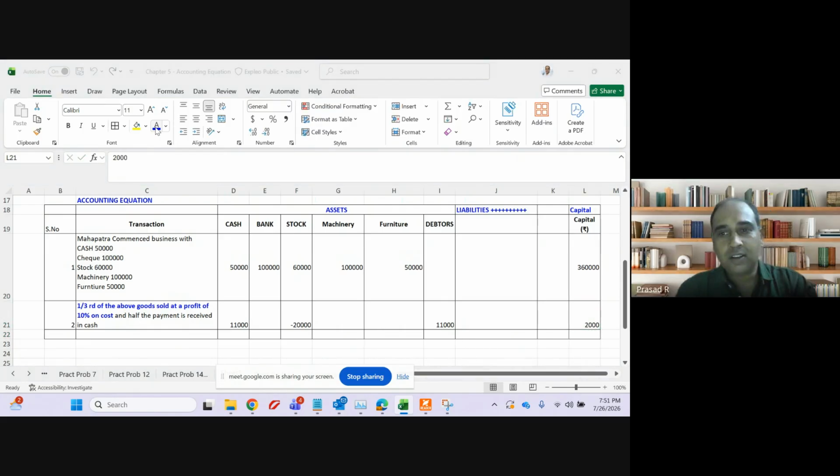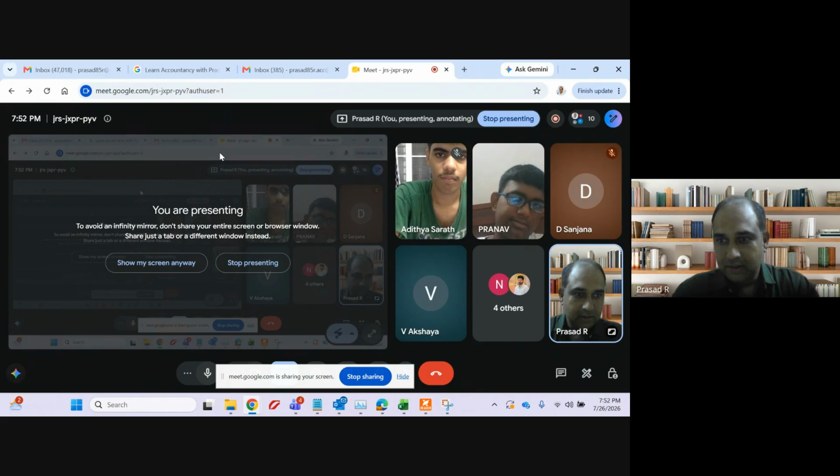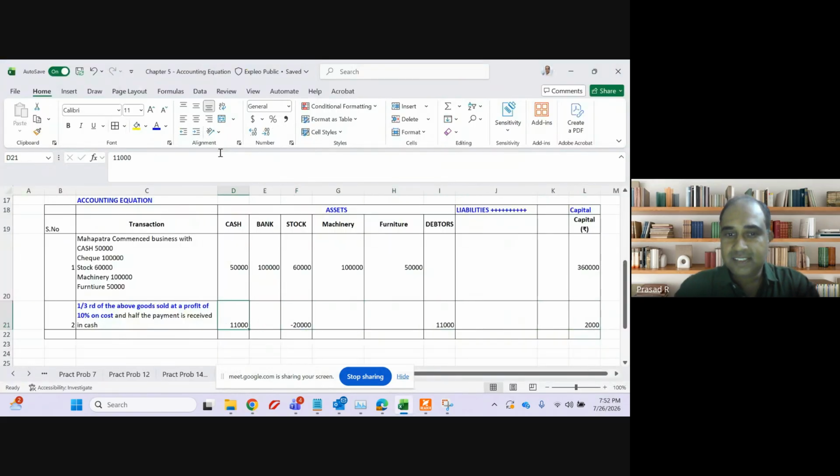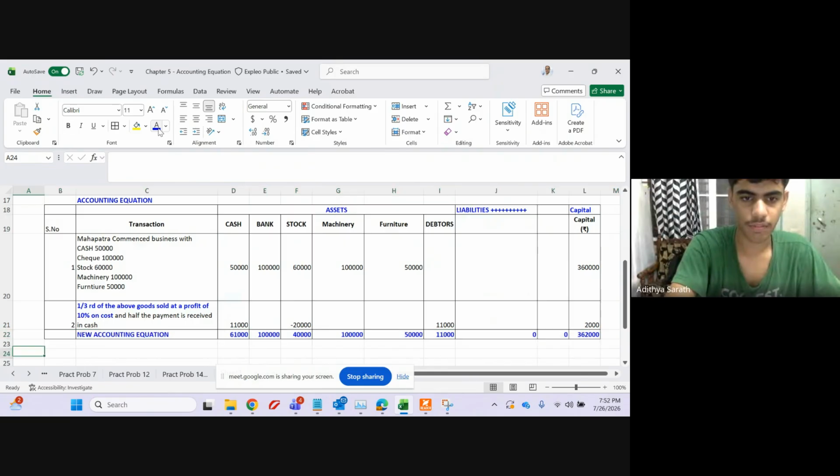You guys have solved the toughest accounting equation in this chapter. Understood this, guys? Now see whether assets and liabilities are matching. Yes, my asset is 2,000, my liability also 2,000. So this is my new accounting equation, guys. Any doubt? No doubt, sir.